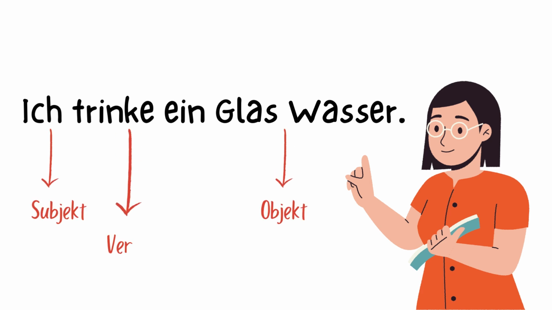First comes the subject, then the verb in the second position, followed by an object. Now this object is what we'll look into later. For now, just remember that the verb comes in the second position.